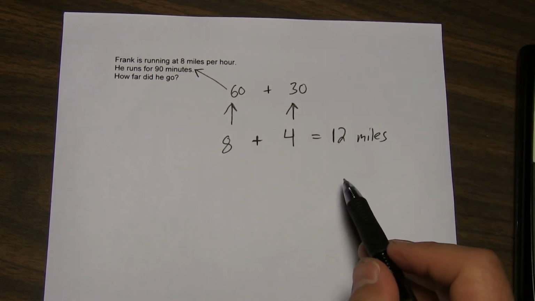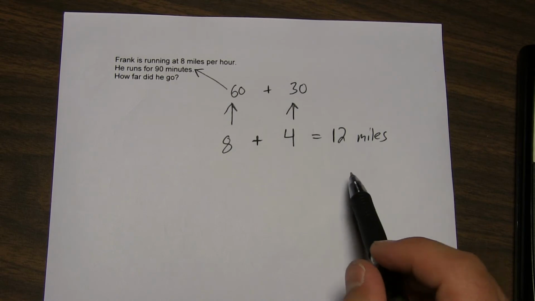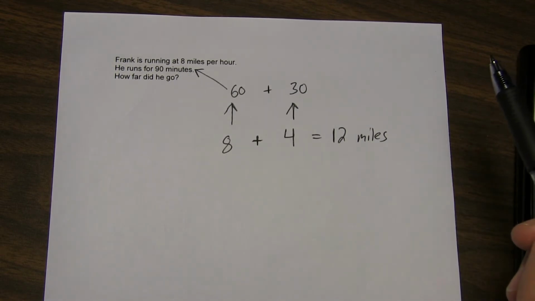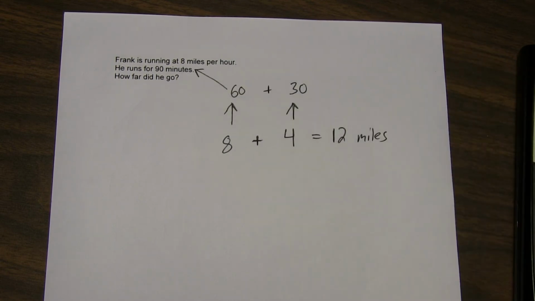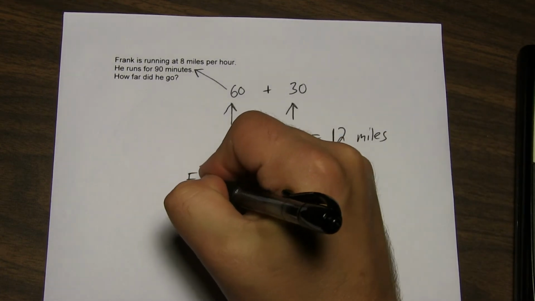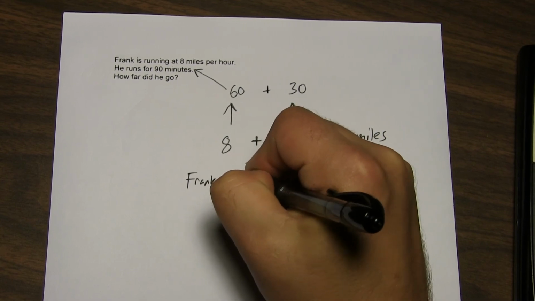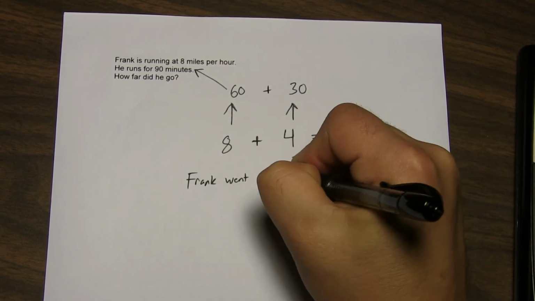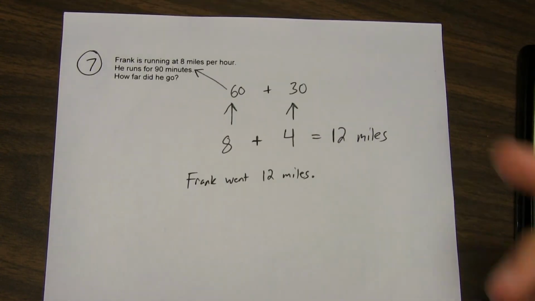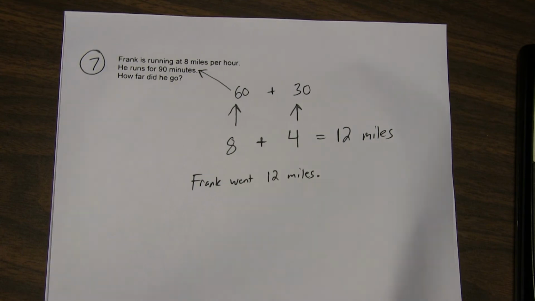This solution has a few assumptions though. For one, we have to assume Frank's running 8 miles per hour the entire time. We have to assume this is his average speed for that entire 90 minutes, which for most runners, they run at slightly different speeds as they go, as they get more tired or as they get amped up near the finish line. But the question was, how far did he go? Frank went 12 miles. Oh, this is problem 7, by the way. Let's look at the next one.